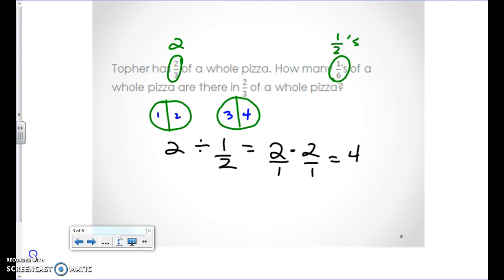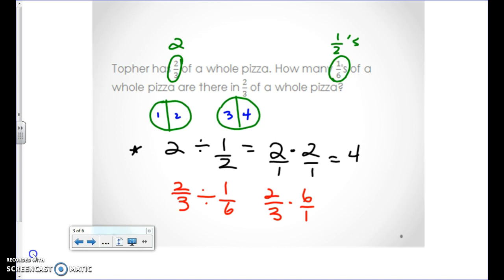Now the nice thing about writing it down this way is that I can replace the 2 and the 1/2 with my actual numbers. If he has 2/3 of a whole pizza instead of 2 pizzas, and he wants to know how many 1/6 will go into it, then I can go ahead and do my division here. I'm going to change it into 2/3 multiplied by the reciprocal, 6/1.